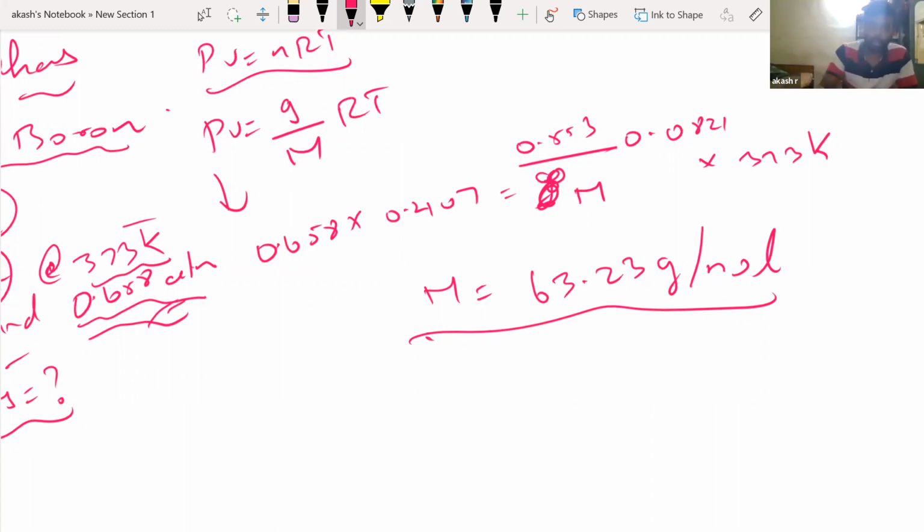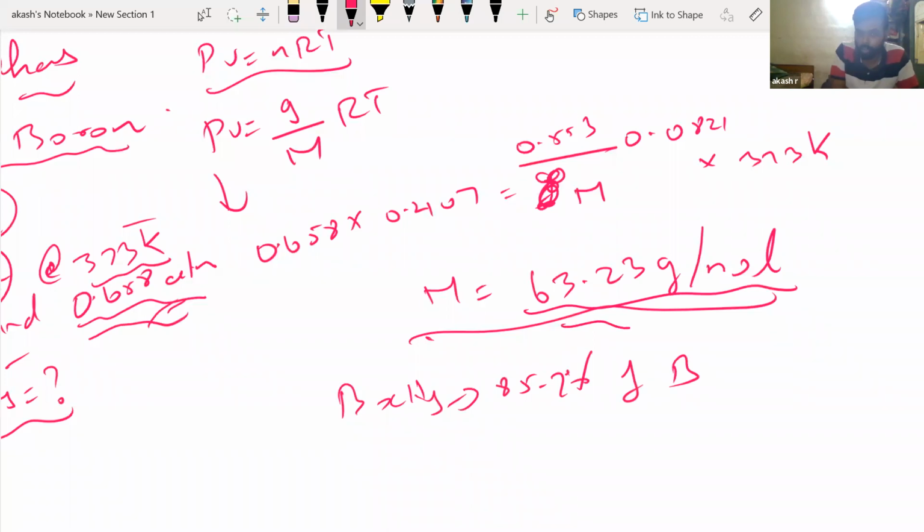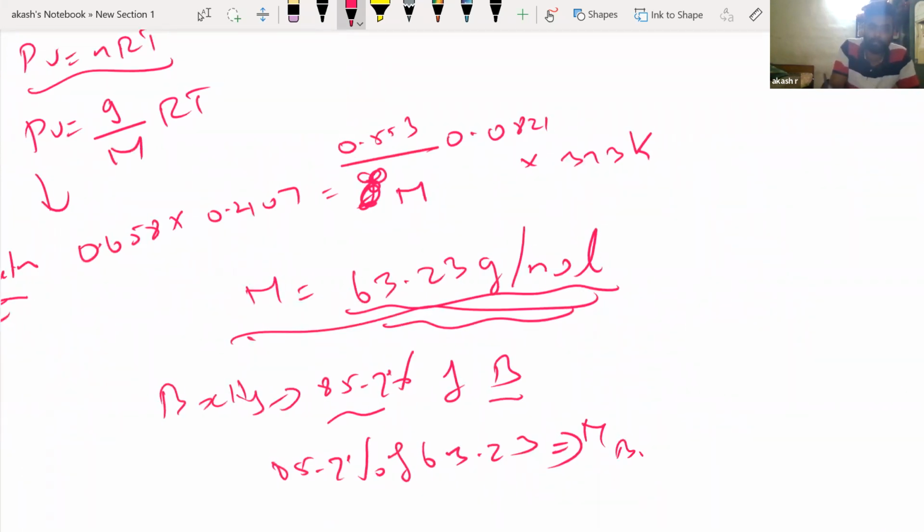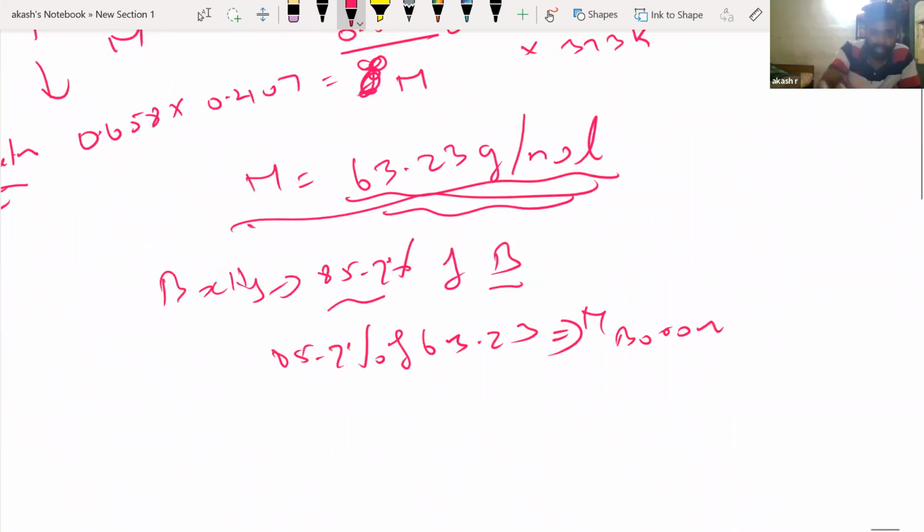Right. Now, we understood that in this BXHY, they said that 85.7% is boron. That means this is the total weight, and in that, 85.7% is boron. So can I tell that 85.7% of 63.23 will be the mass of boron? Will be the mass of boron only. Okay, that I can easily do.